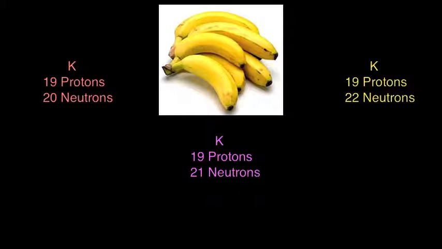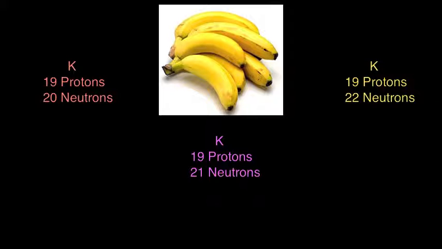There are 3 different types of potassium atoms. All 3 types have to contain 19 protons and 19 electrons. Otherwise, they wouldn't be potassium. They wouldn't have the 19 protons. However, one potassium atom has 20 neutrons, another one has 21, and another has 22. Atoms such as the potassium, with the same number of protons but different number of neutrons, are called isotopes.